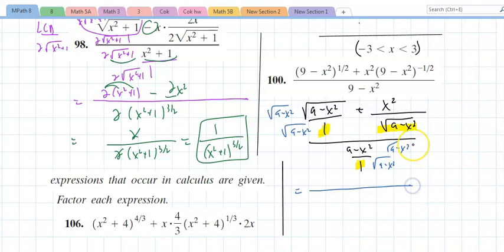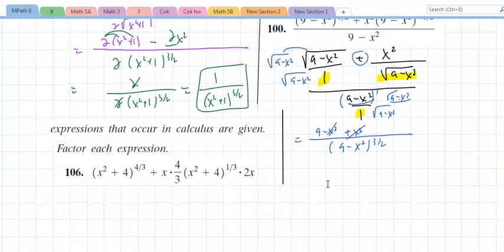And you ignore everything in yellow. A radical times itself cancels out, plus x squared. And this quantity and that quantity are the same. This is to the 1 power, this is to the 1/2. So you add 1 plus 1/2 is 3/2. Those cancel out and you're done. So this part of the simplification is a must.